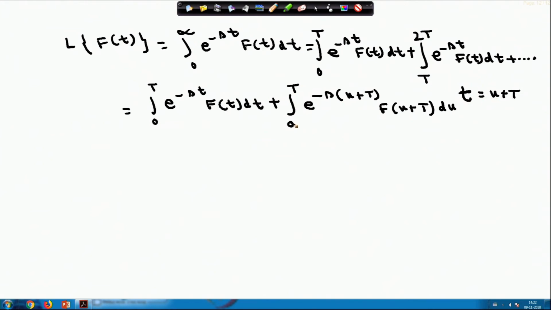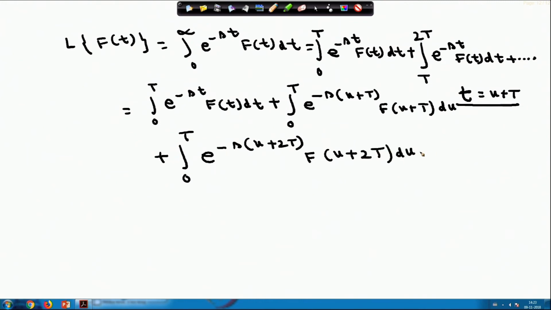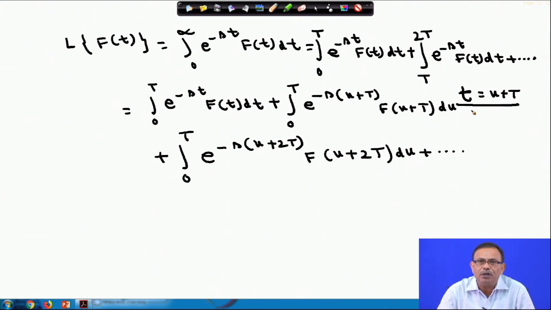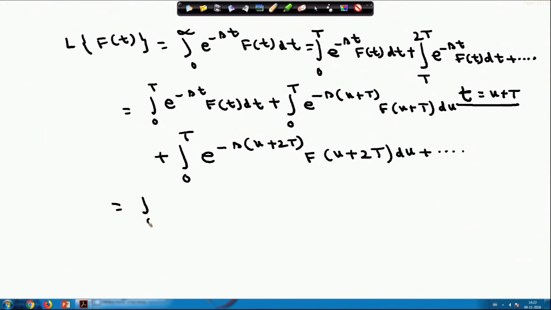So, the limiting value is changed to 0 to T. Similarly, if I take the third one and substitute the same thing, the third integral would look like 0 to T of e^(-s(u+2T)) f(u+2T) du, and it will go on continuing like this. Effectively, my integrals were from 0 to T, T to 2T, 2T to 3T, and each of them, using this substitution, I am converting into the interval of 0 to T.